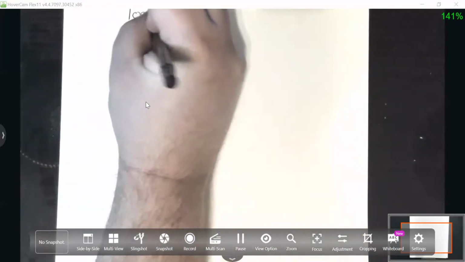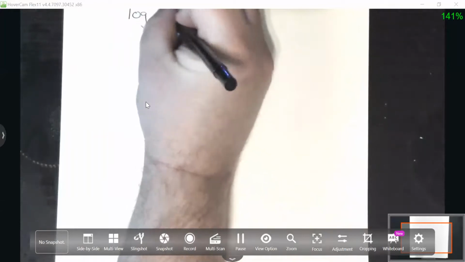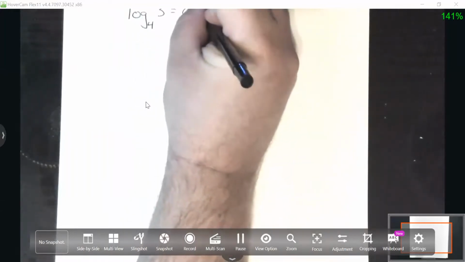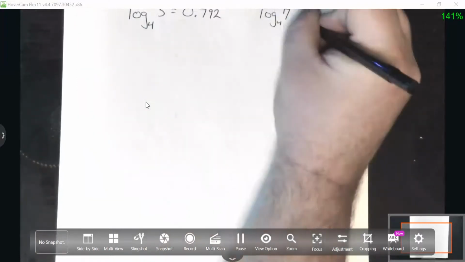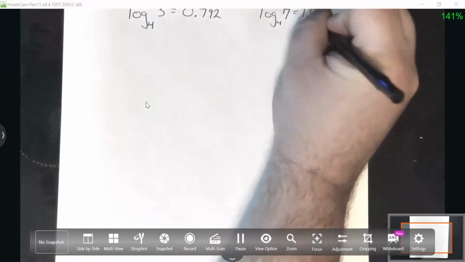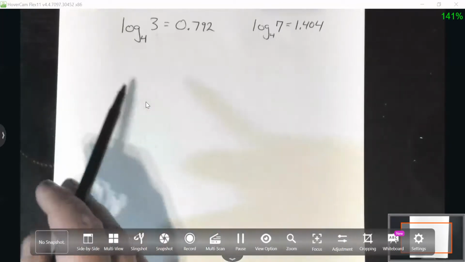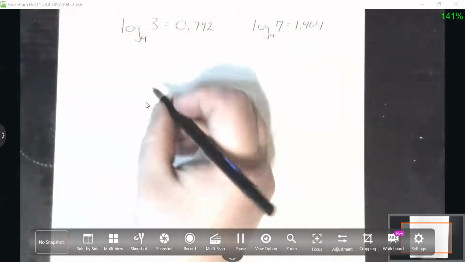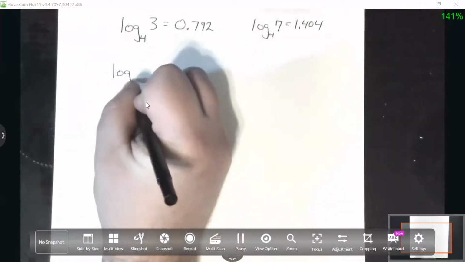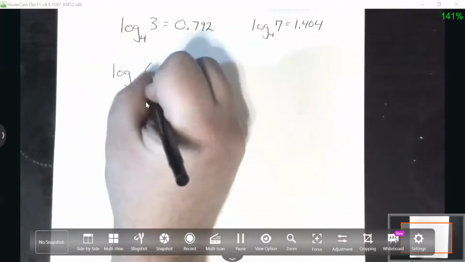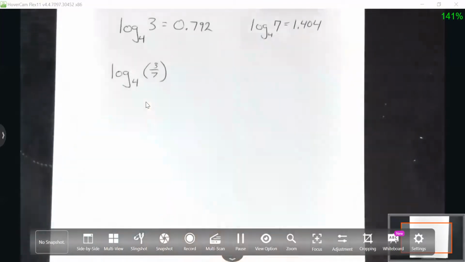So let's say we somehow magically know the log base 4 of 3 is about equal to 0.792, and that log base 4 of 7 is about equal to 1.404. Keep in mind that most logarithms go on forever. They're like pi or the number e. So we're usually going to round them to the third decimal place when we're working with them. So using this information, we can try to evaluate other things. So we could try to figure out what log base 4 of 3/7 is, as an example.